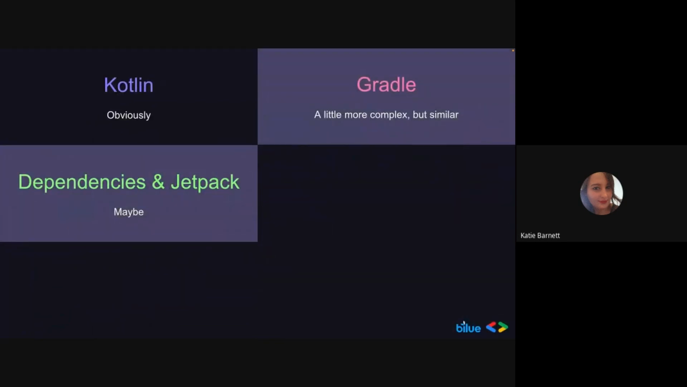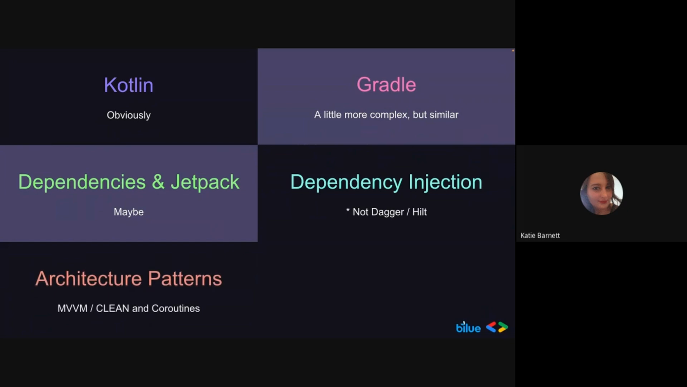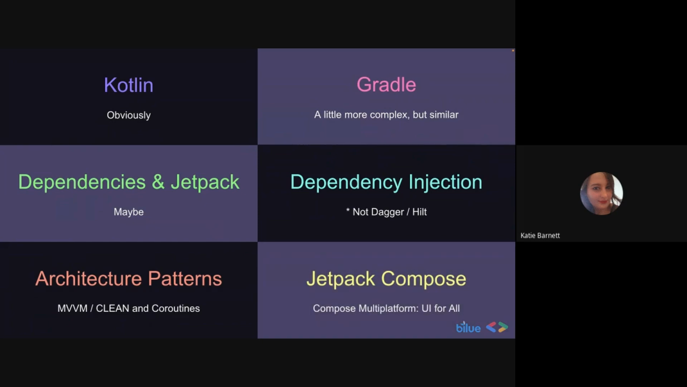So we can use our dependencies and Jetpack knowledge. Dependency injection, I mentioned before, you can't use Dagger and Hilt, you need to use Koin. But you can use your standard architecture patterns, anything that you're used to using when building other apps. So MVVM, clean, all that sort of thing, coroutines, all the things you might be used to. And we can use Jetpack Compose. If you're an Android developer, yay. It means you don't have to write any other type of UI. You can use the same UI, same previews that you would use on a native app. So we get our UI for everybody.